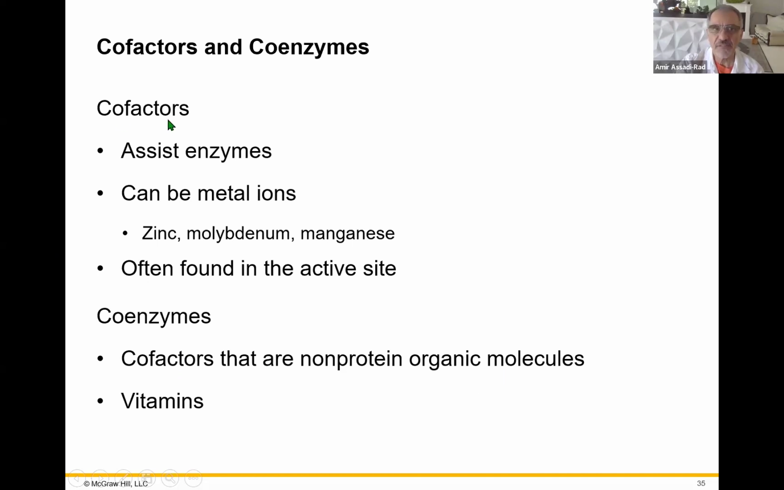So the main difference between cofactors and coenzymes is that coenzymes are non-metal. They're organic, non-protein molecules, like vitamins.